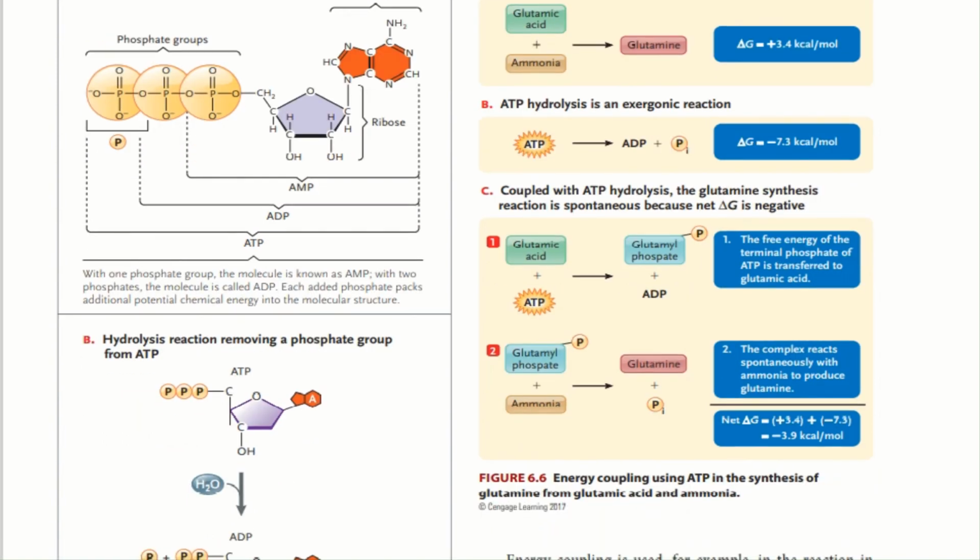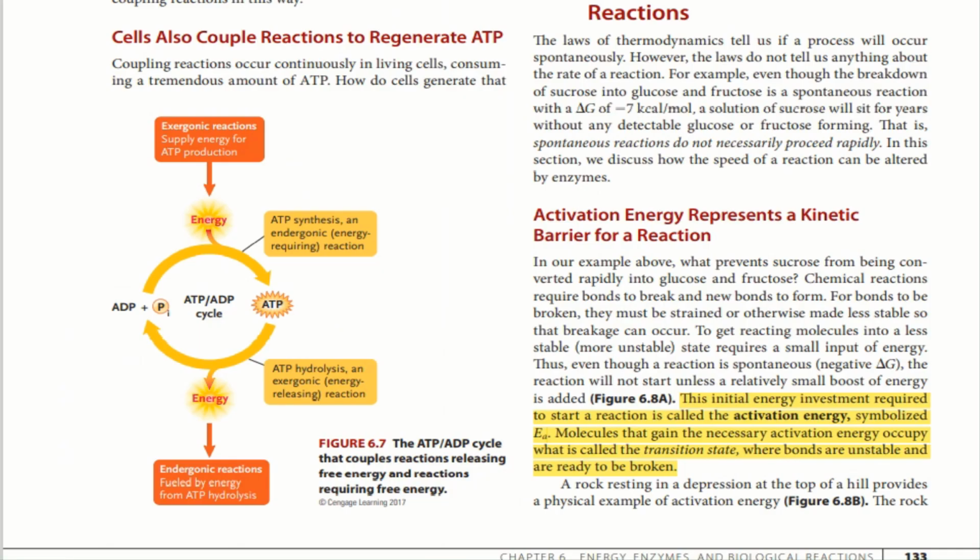In step 1, C, the free energy of the terminal phosphate of ATP is transferred to glutamic acid. The complex reacts spontaneously with ammonia to produce glutamine, and delta G is negative. Coupling reactions occur in living organisms, consuming a tremendous amount of ATP. Cells also couple reactions to regenerate ATP.